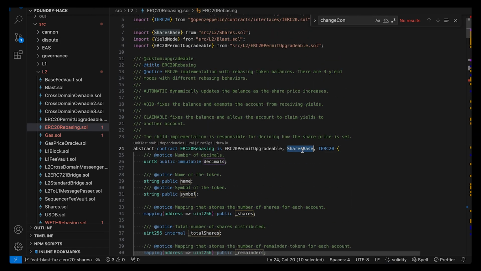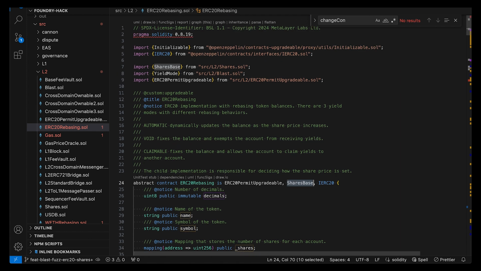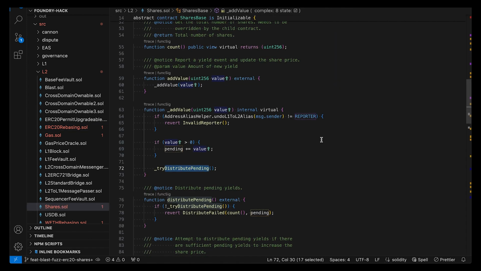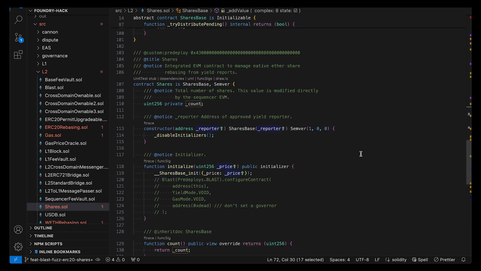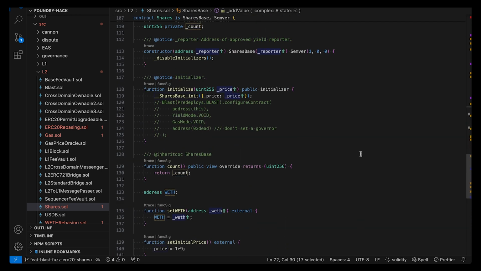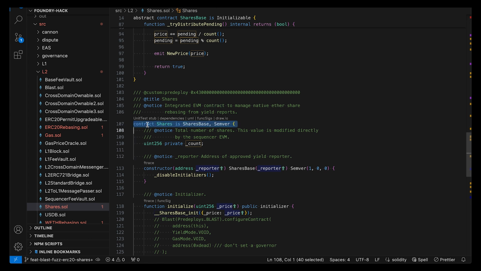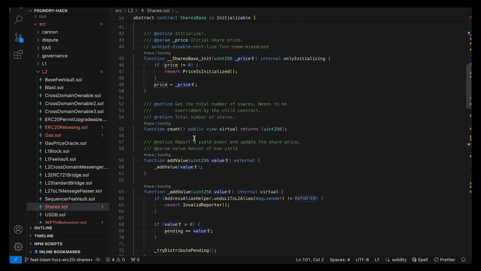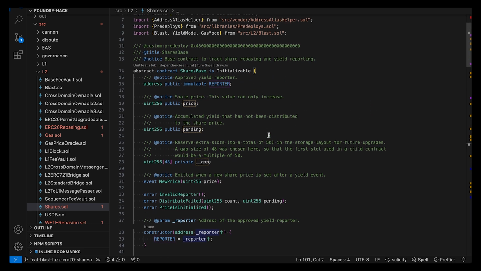And then we would have this shares base contract, which is basically in shares. And I thought the architecture here was interesting because, if I'm not mistaken, in this contract we actually have two declarations. We have this shares contract, which inherits from shares base. And then we have shares base, which is the contract that ERC20 uses.